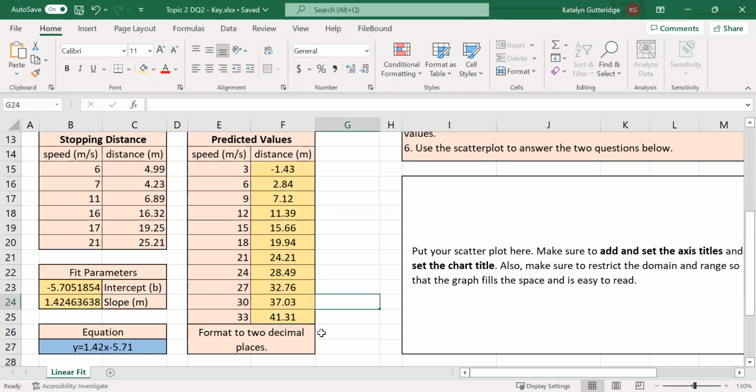After you finish your formula, make sure you follow your formatting here. Format everything to 2 decimal places.